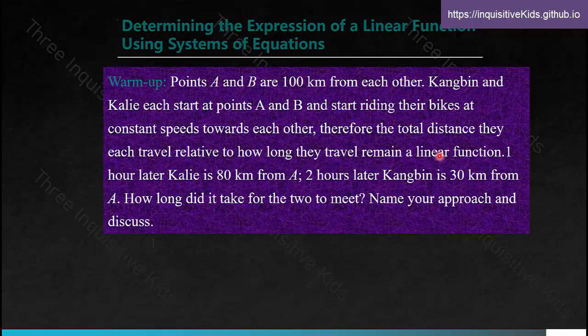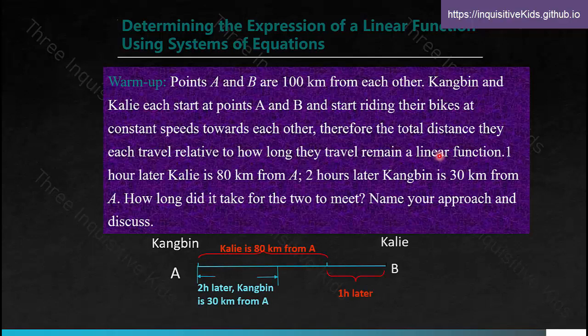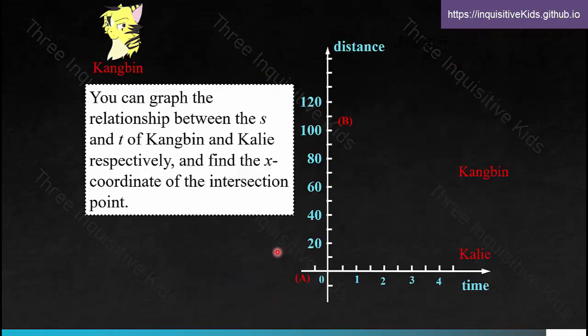Okay, so this is another itinerary problem. First, we can create a diagram. We know that they start at points A and B, and then they go towards each other. This is the part when Kaylee is 80 kilometers from A, and this is 1 hour's ride. 2 hours later, Common is 30 kilometers from A, so this is where he is. So this is Common's solution. All right, we're using the same names. So this is his solution to his problem.